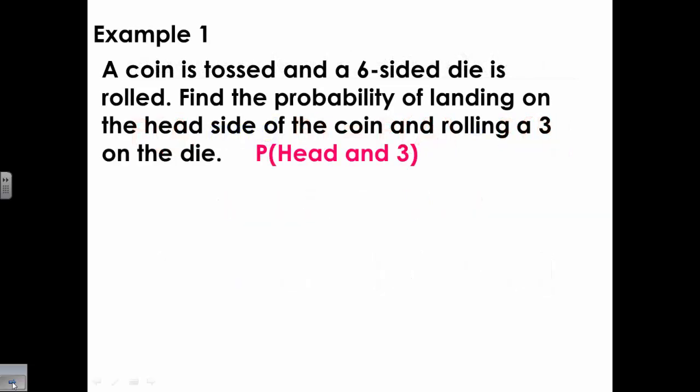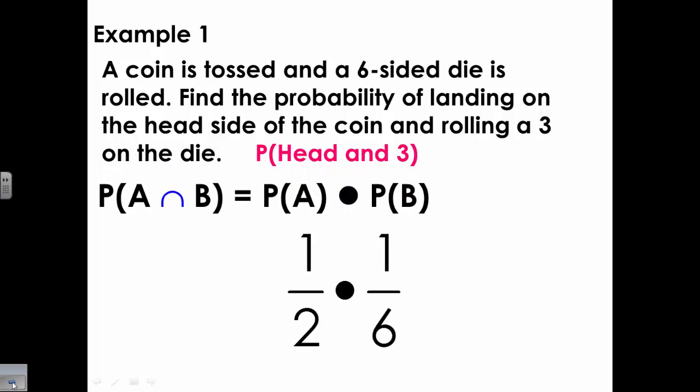A coin is tossed and a six-sided die is rolled. Find the probability of landing on the head side of the coin and rolling a 3 on the die. Use your calculator to multiply.